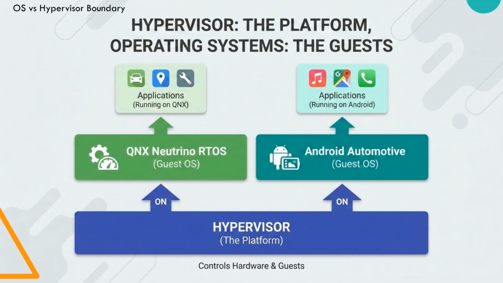Just to make the boundary clear again, the QNX Neutrino RTOS, or Android Automotive, are operating systems that run applications. But the hypervisor does not run applications. It runs these operating systems and controls how they use the hardware. So the hypervisor is like the platform, and the operating systems are like guests running on it.